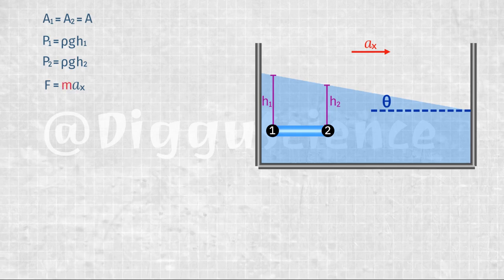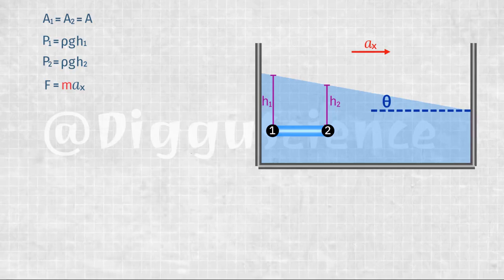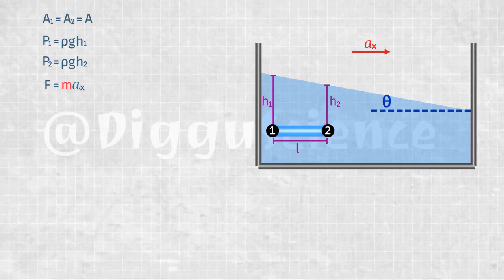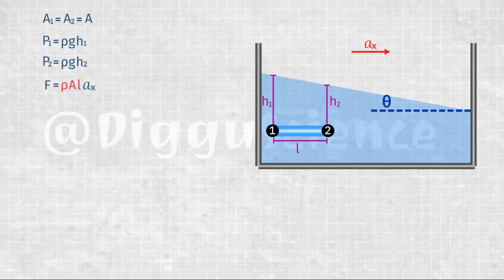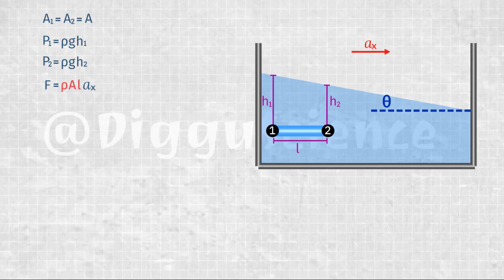We don't know the mass of the fluid parcel. What we know is that the density of the fluid is constant because it is incompressible, and the size of the fluid parcel. How about writing the mass of the fluid parcel as ρAL, since the cross-sectional area of the tube is A and its length is L?